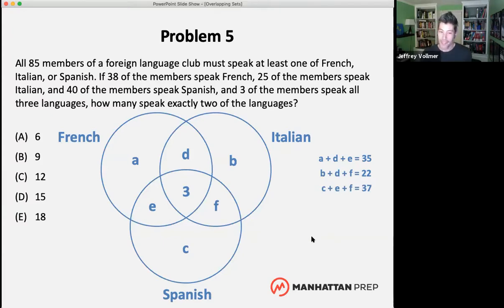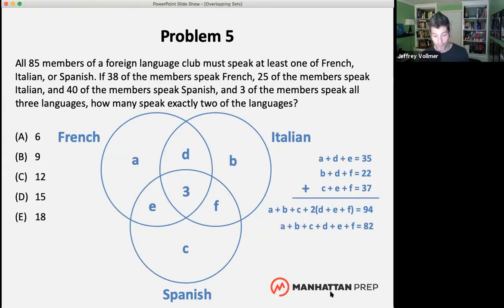Well, it might not be that intuitive, but you could just go add all of these up and you would get an A, a B, a C, a couple of Ds, a couple of Es, and a couple of Fs. And that all adds up to 94. But I also know that if there's 85 people in the club and 3 of them are here, then there are 82 people spread out among the other 6 letters. A, B, C, D, E, and F should add up to the remaining 82 people.